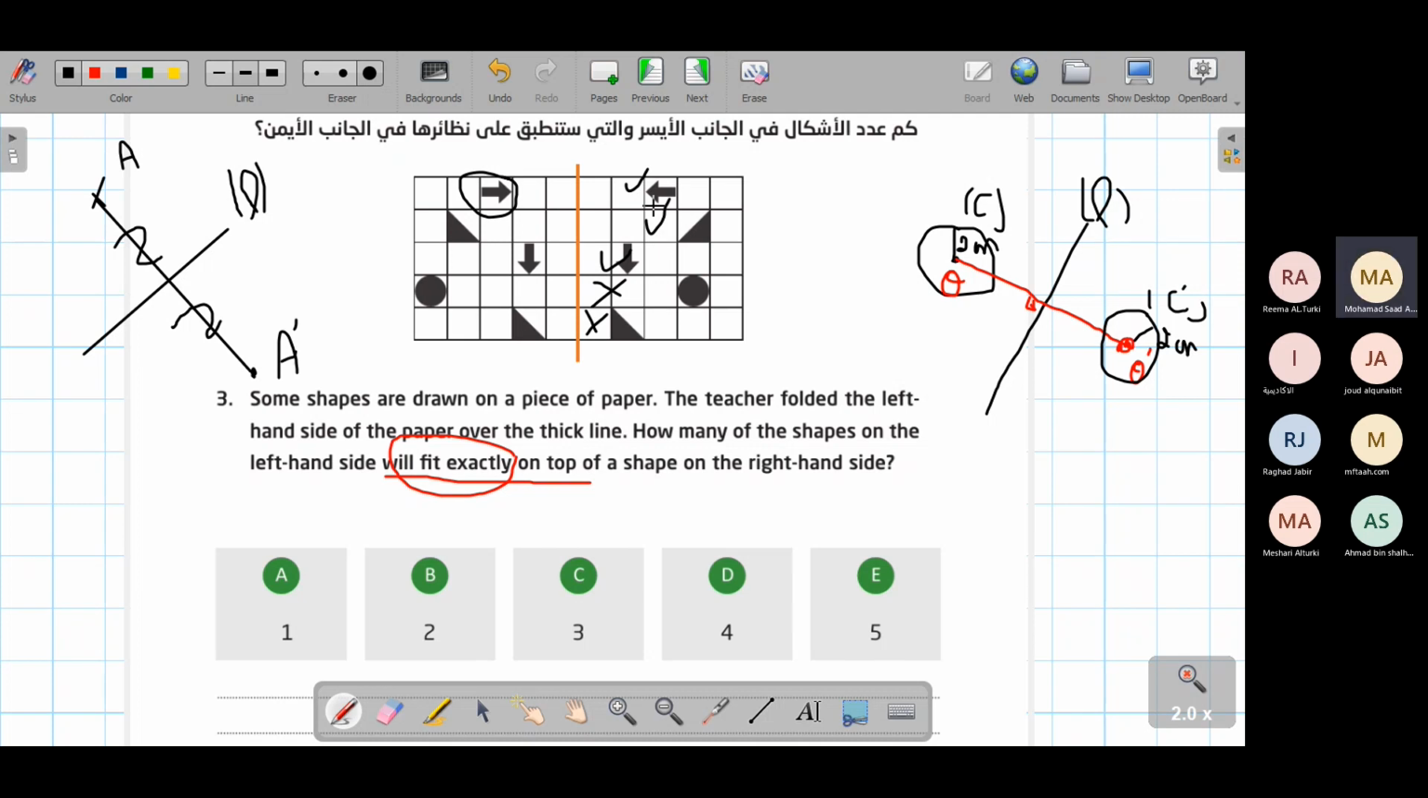How many of the shapes on the left hand side will fit exactly on the top of the shape on the right hand side? 1, 2, 3. 1, 2, and also what? 3. So the answer is what, Yahya? 3, Mr. Okay. Any questions? No, Mr.